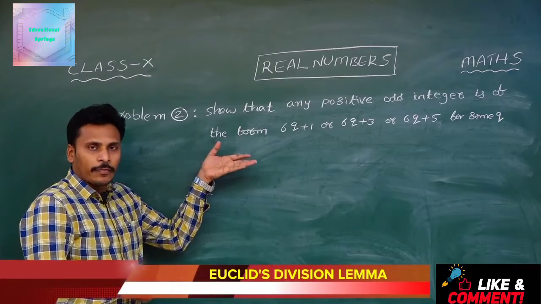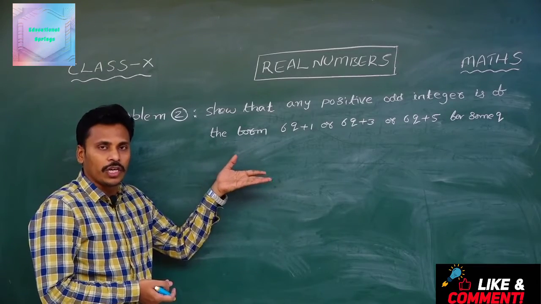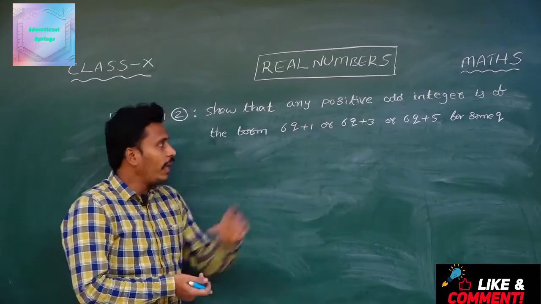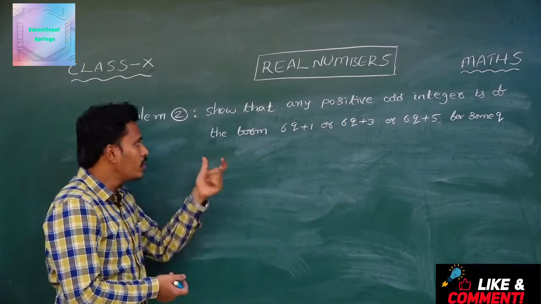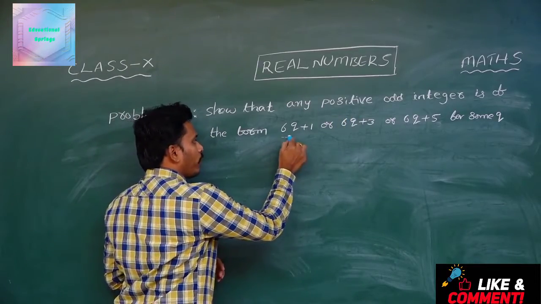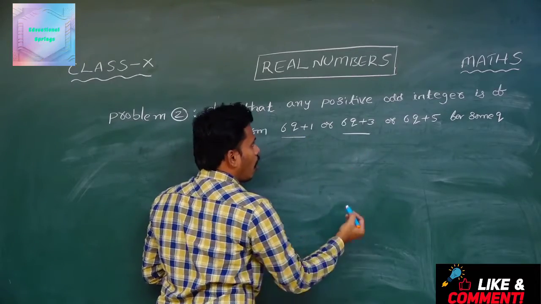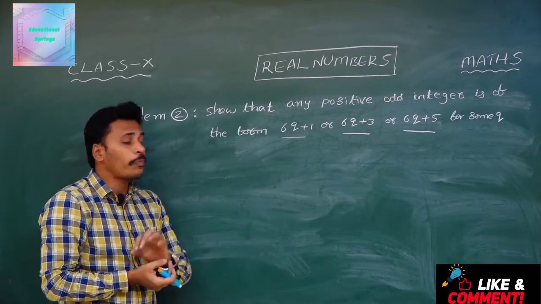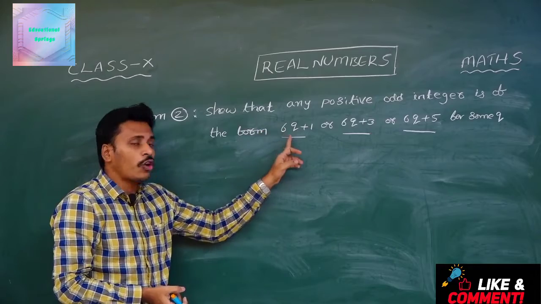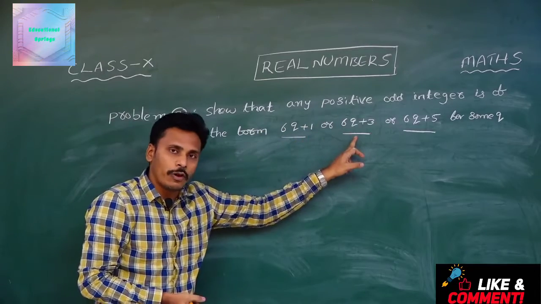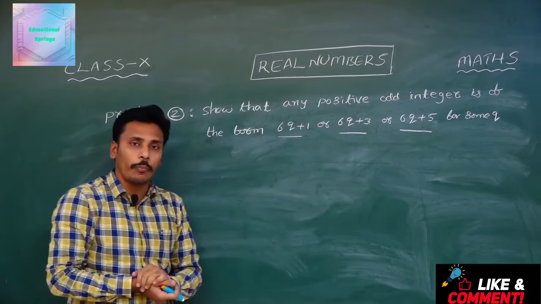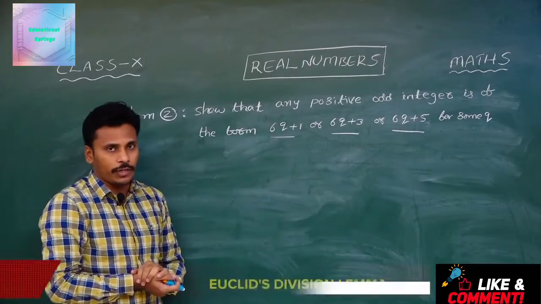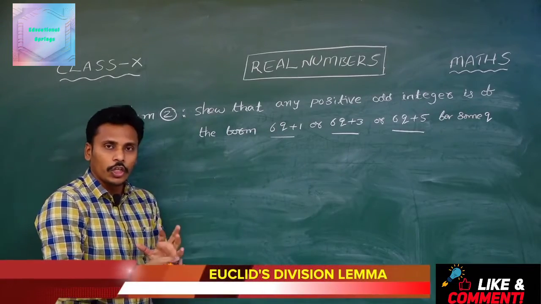See, it is another property of numbers, and we will prove it using Euclid's division lemma. The problem states that any positive odd integer is of the form 6q plus 1 or 6q plus 3 or 6q plus 5. You take any odd positive integer, and for sure it is either of the form 6q plus 1, or 6q plus 3, or 6q plus 5 for some q, right? Again here that q is immaterial in the problem actually. And now we are going to prove it using Euclid's division lemma.